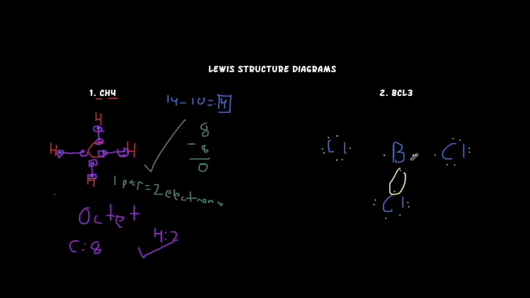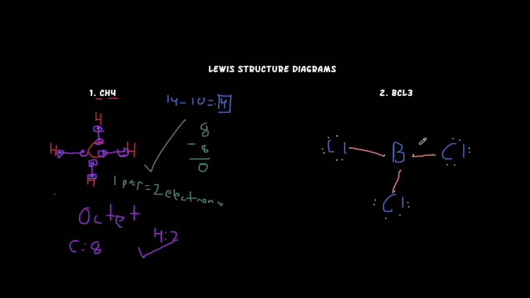Alright, now when connecting these, we see that boron has this pair which can be connected, and it has 2 others over here. Alright, so boron will go with Cl. There's another unpaired electron which Cl and boron can share.